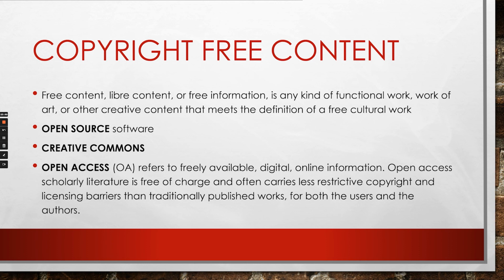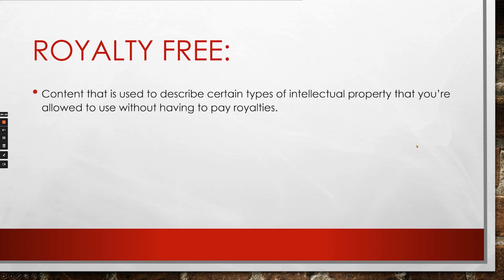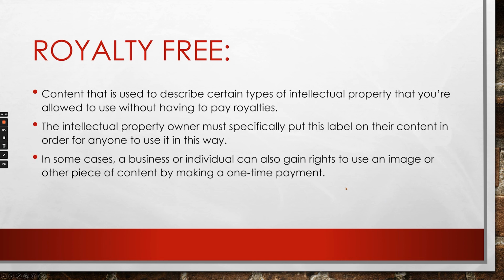Now, a lot of things will be put as open access, which refers to it's free, there's no royalty, there's nothing. A lot of authors will put their books out with no digital rights management and say that it is open access. Linux computers are open access and free. I'm sorry, the software in Linux computers. So, content is used to describe certain intellectual properties that you don't have to pay royalties to, which is royalty-free. You have to put that on there, though. They can also gain rights to it if you sometimes have to pay for it, but then you don't have to pay for it again.